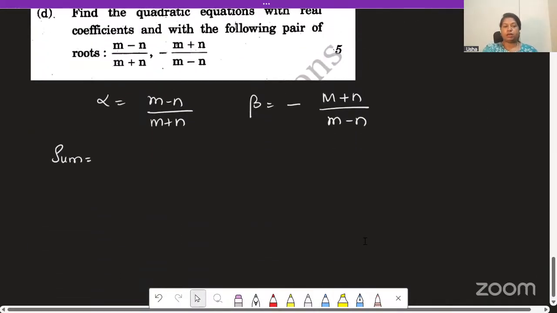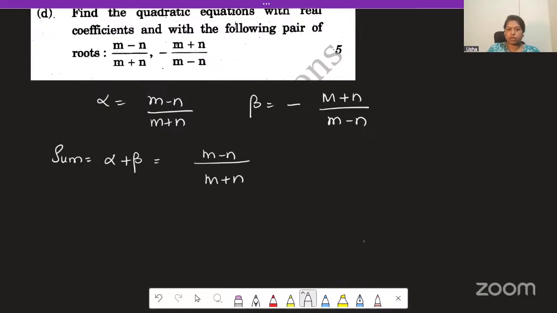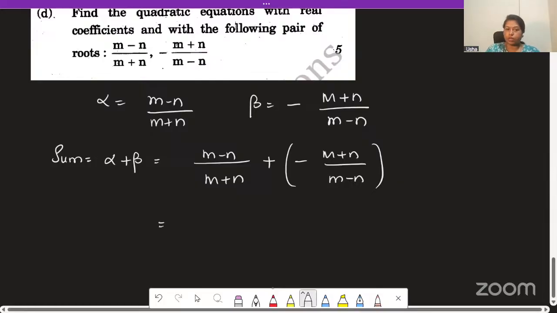Okay, alpha and beta are this. Now we will first add them. Alpha plus beta. This is m minus n over m plus n, plus, this is minus, right? So plus into minus will be minus. Minus m plus n by m minus n. Now see, denominators are different, so we cannot directly add them. We need to take the LCM.